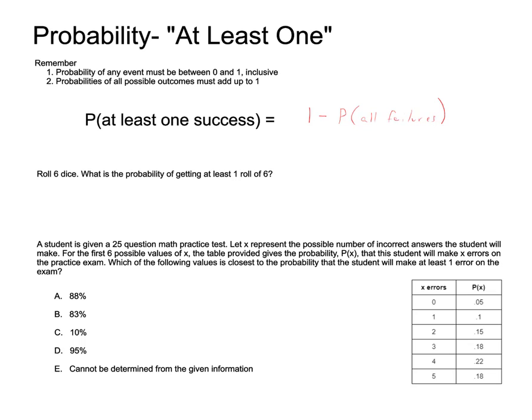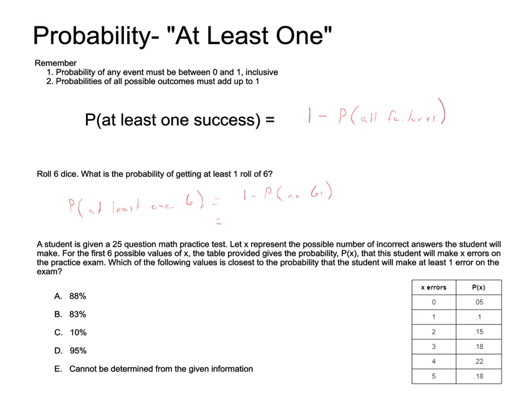Let's do some examples. For our first example, we're going to roll 6 dice. What is the probability of getting at least one roll of 6? So we want the probability of at least one 6, and that's going to be equal to 1 minus the probability of no 6s. So what is the probability of no 6s?